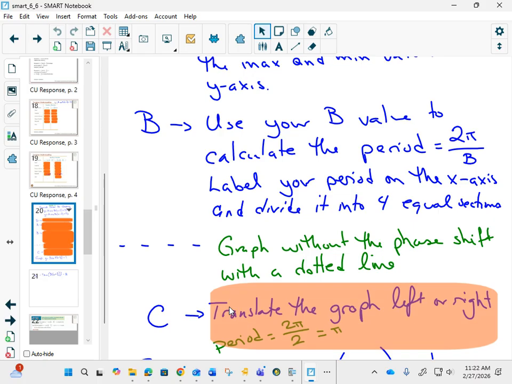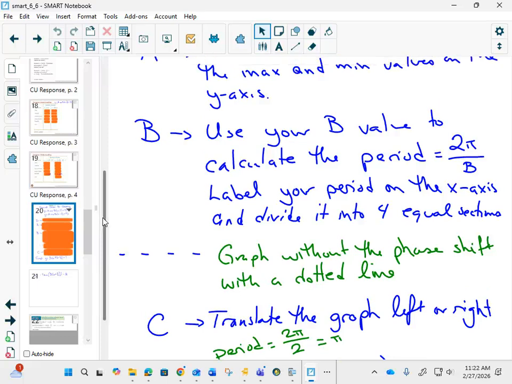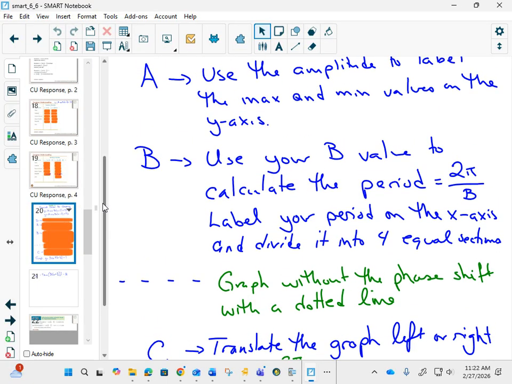And finally, the C value, you're going to translate your graph, that dashed line, either left and right, depending on what kind of horizontal translation or phase shift you have. I'll have to write that part yet, that's for the next question.